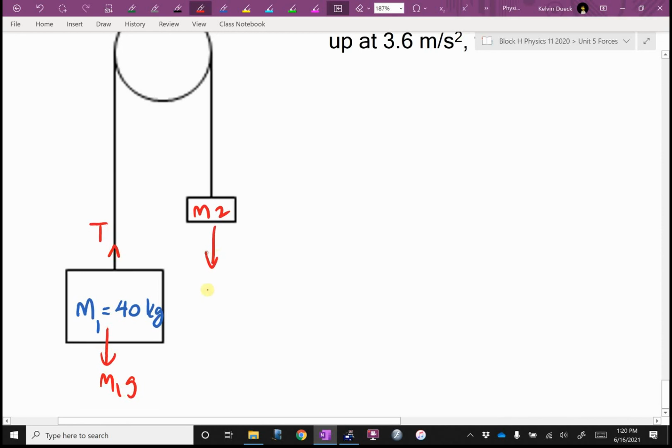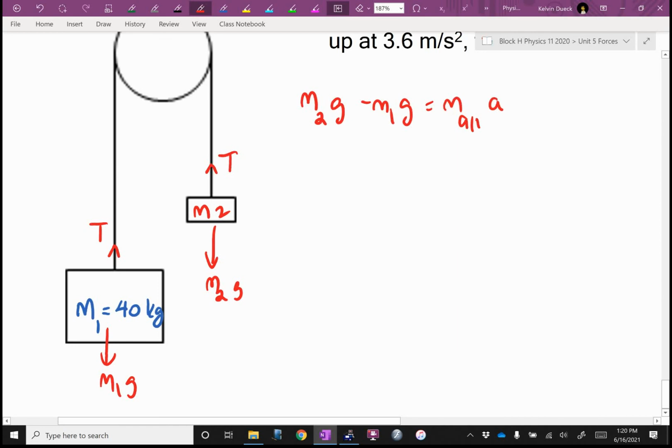Tension. M2G, tension. Somebody asked, why can't we just do M all? Well, if I try that, if I write an equation for everything, I'll go M2G. Yes, the tensions would cancel. I won't even bother writing those. Minus M1G equals M all A.